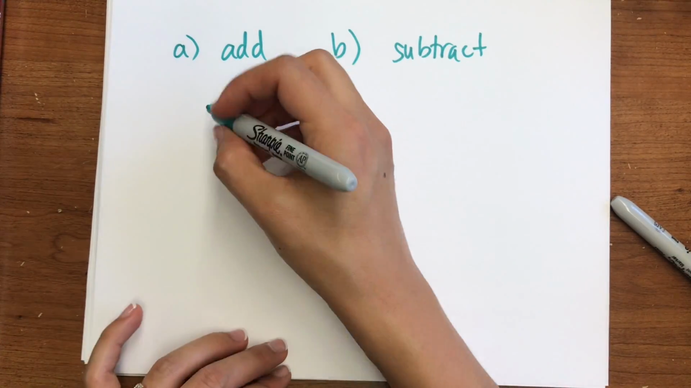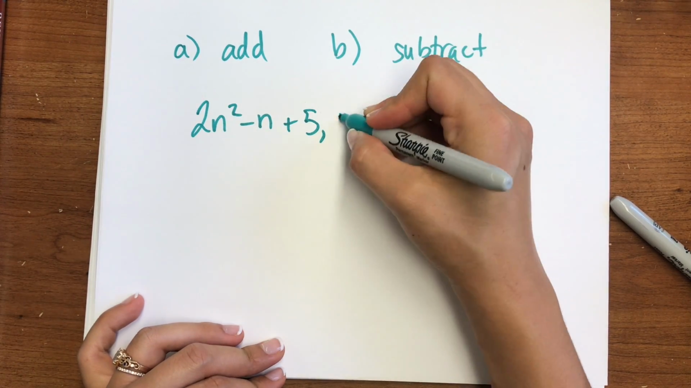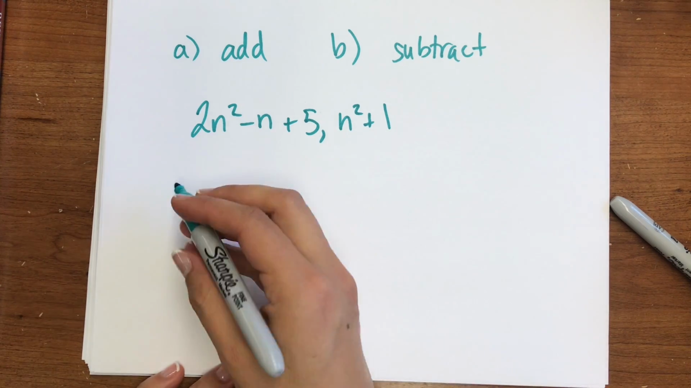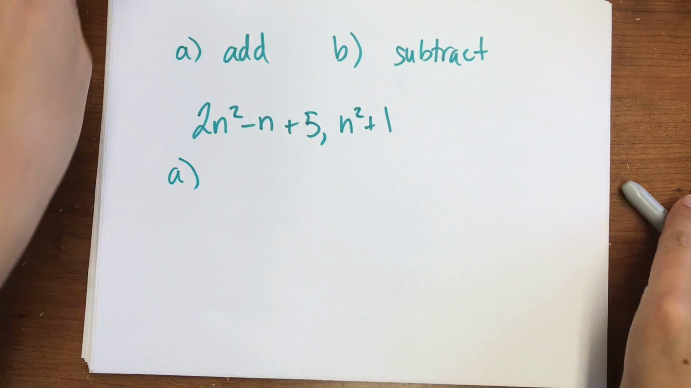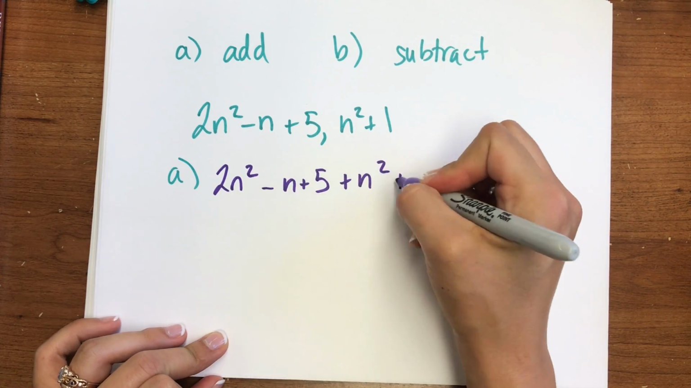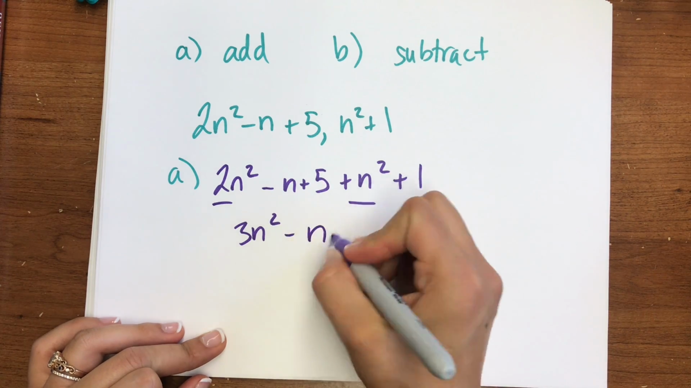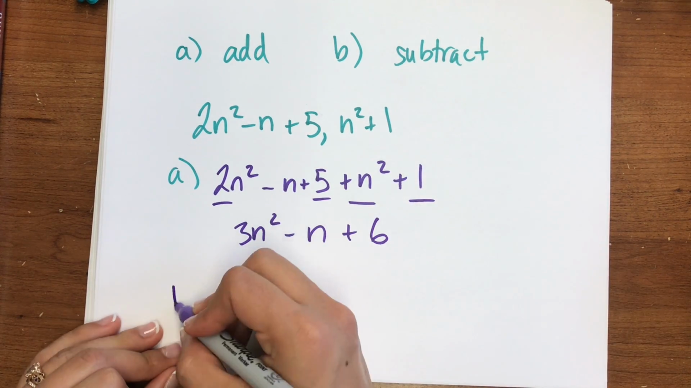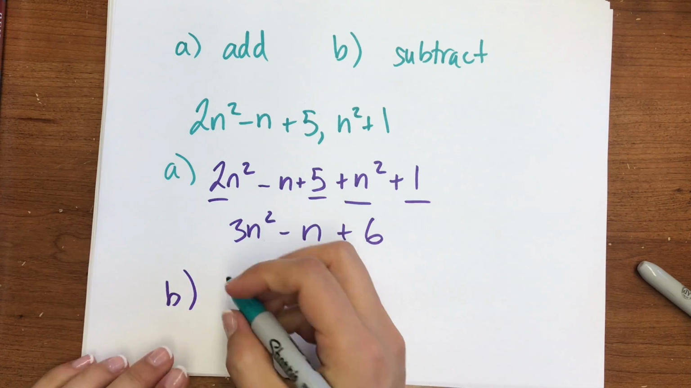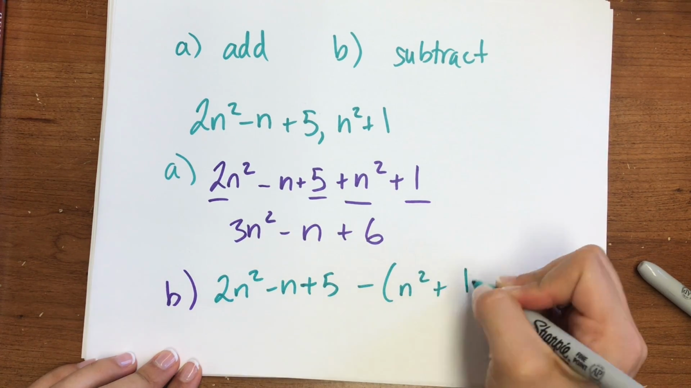Okay, we're going to add and subtract a couple of polynomials. One is 2n squared minus n plus 5, and the other is n squared plus 1. If we add these together, I'm just going to show that here, rewriting the whole thing. I'm going to combine the n squareds, and then also those numbers, which are like terms. So I end up with 3n squared minus n plus 6. That's in descending order of degree.